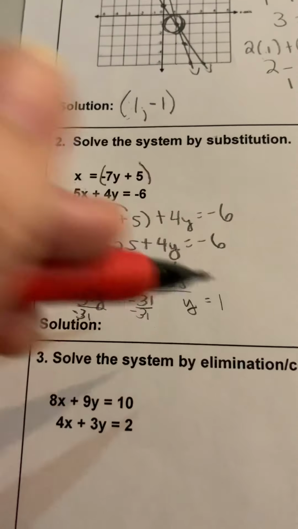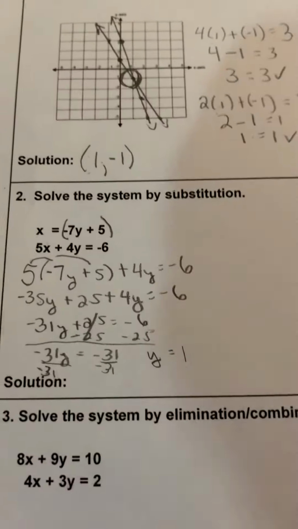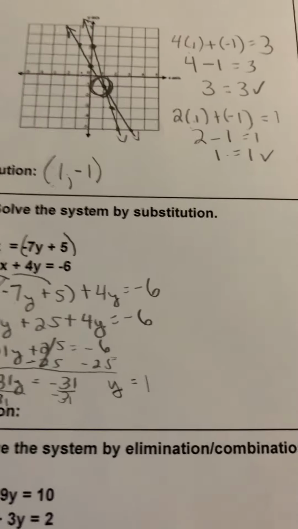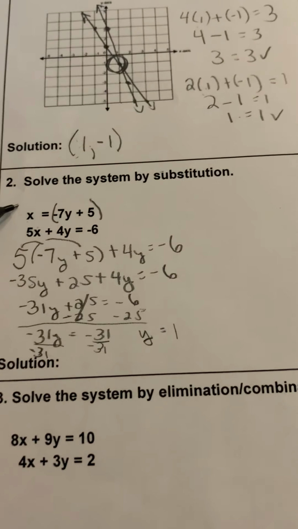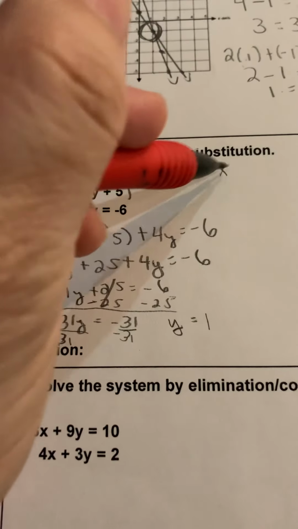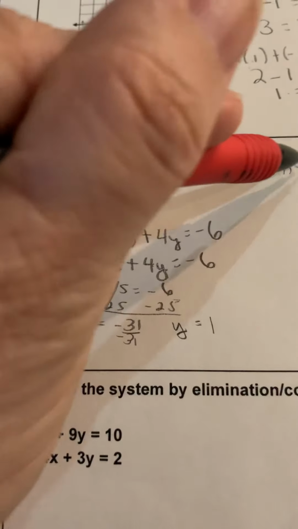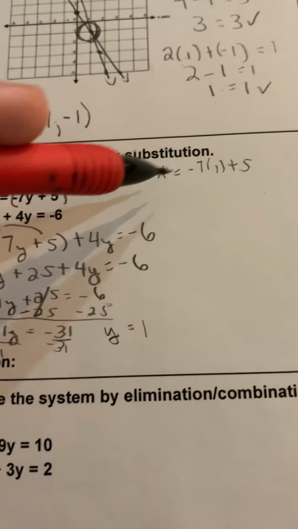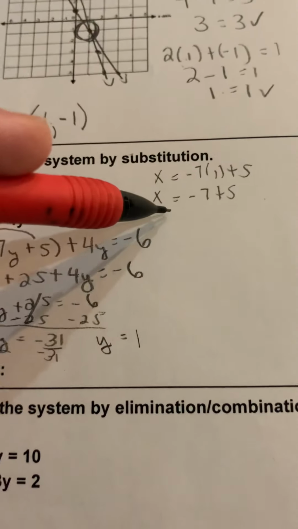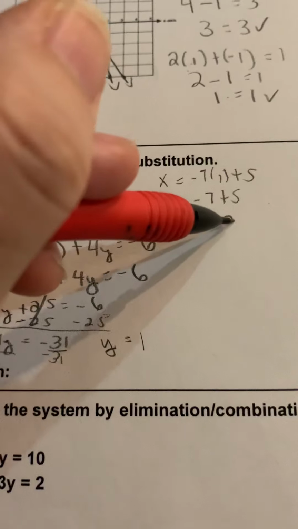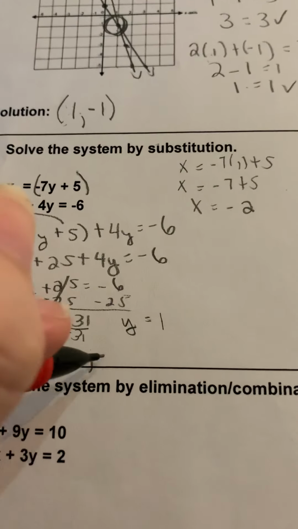a positive 1. So now that I know that y equals positive 1, I'm going to go ahead and plug the value into this equation. So I have x equals negative 7 times 1 plus 5. So x equals negative 7 plus 5. x is going to equal negative 2. So my solution is negative 2, 1.